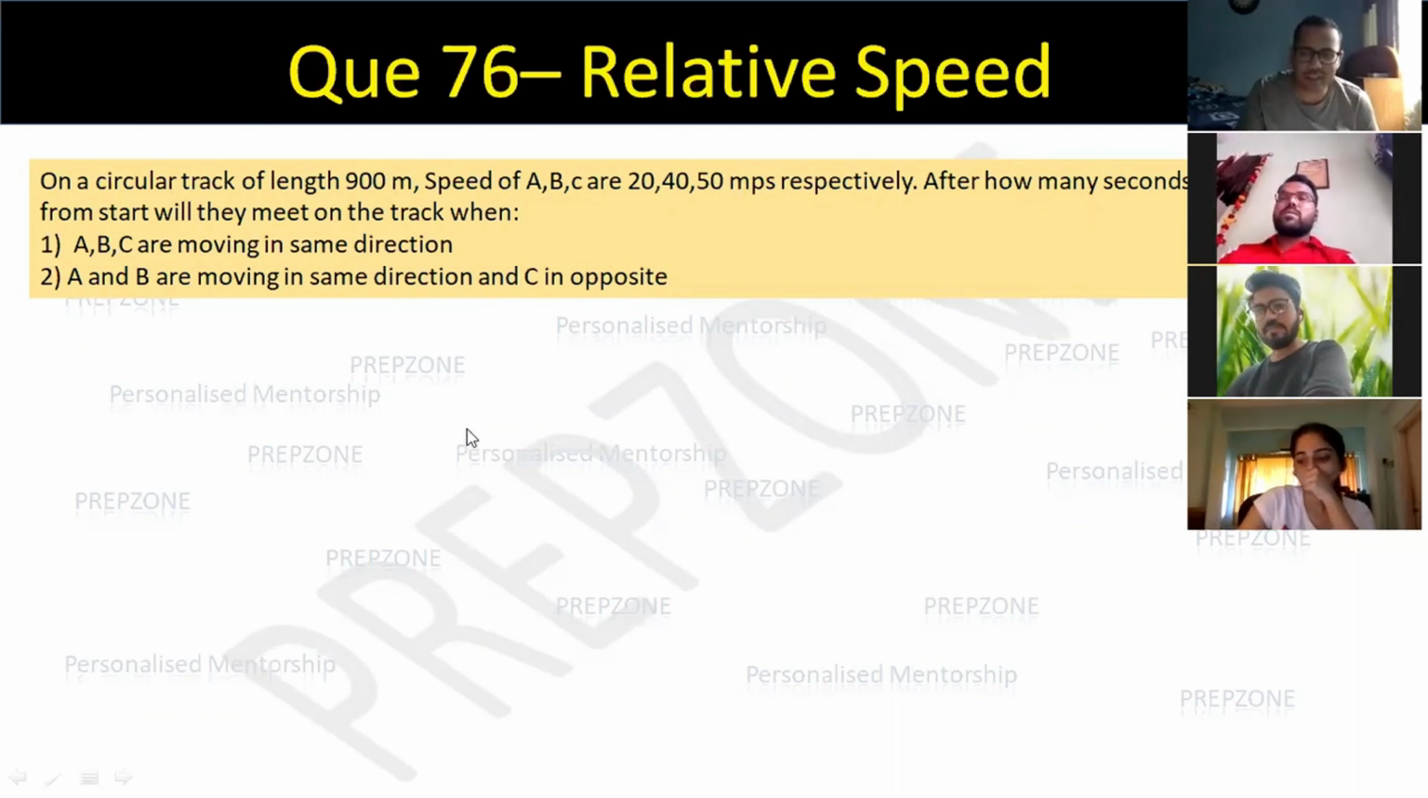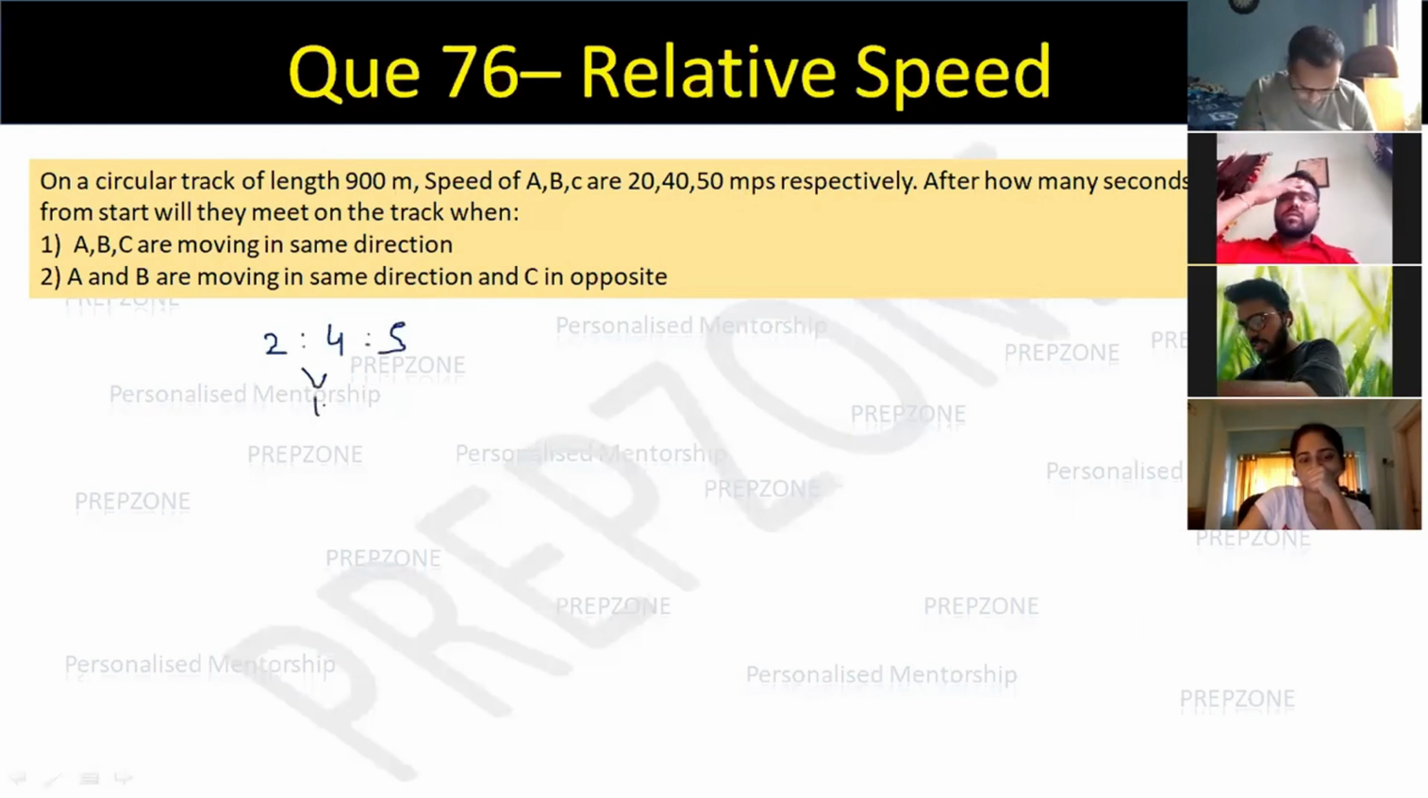8 था क्या पहला 60 सेकंड? बताओ कैसे किया 60? सो पहले तो एक बार चेक कर लिया कि कहाँ मीट करेंगे. सो 2:4:5, so 1 meeting point ही आ रहा है when they are moving in the same direction. So starting point पे मिलेंगे. 2:4:5 है. हाँ, और 1:2 होगा पहले के लिए, तो 1. ठीक है सर, सेम फर्स्ट मीटिंग पॉइंट आ रहा है.